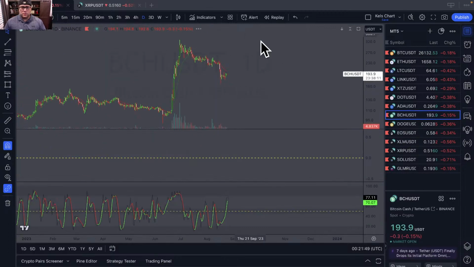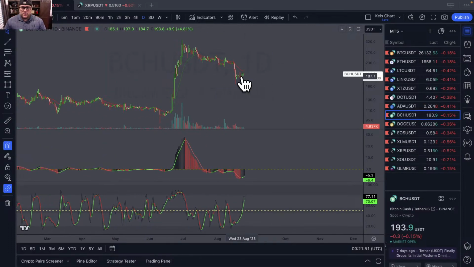Let's see. Let's look at Bitcoin Cash. Bitcoin Cash. It looks like we're gonna come up there and push up and touch that. But look at your momentum indicator. Your momentum indicator is almost into the 80s. Right now it's at 70. What is that? 70.06. If we do push up, most likely it'll be tonight into the next 48 hours.